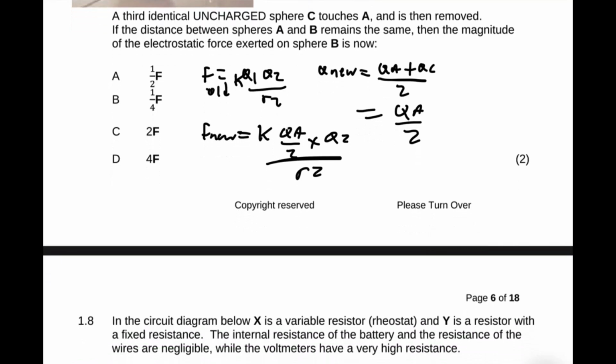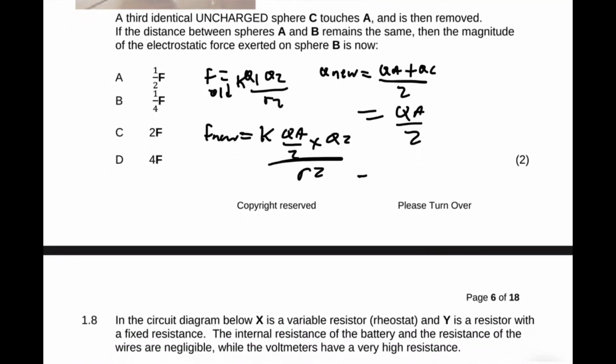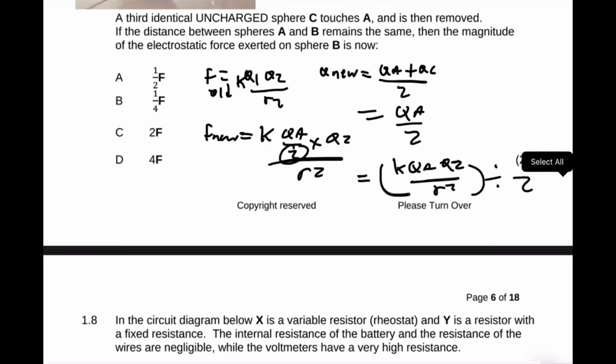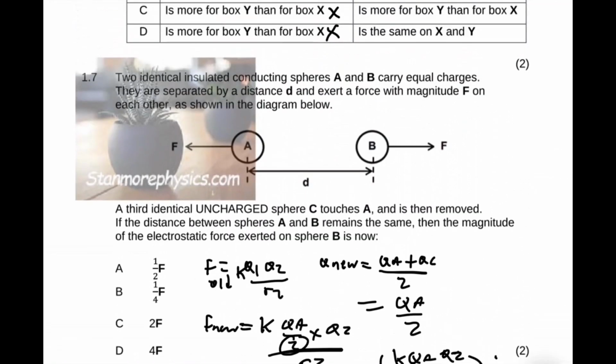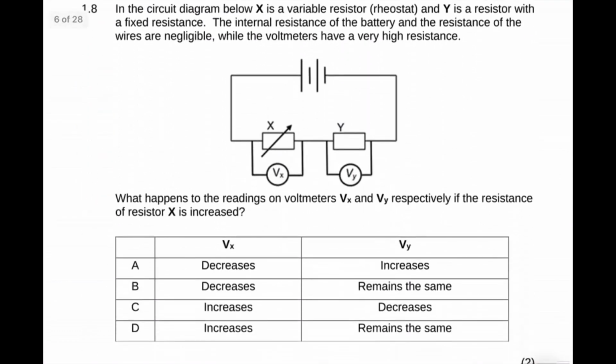So let's write that nicely. So we basically have QA Q2 divided by R squared, everything divided by 2. So our option here for that would be A. Let's look at 1.8.